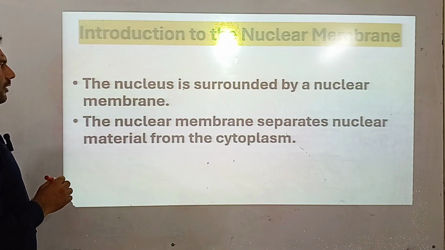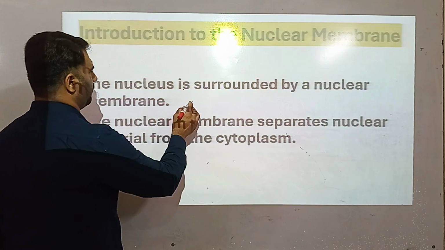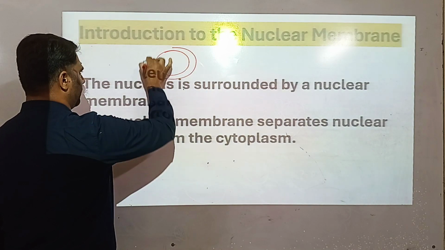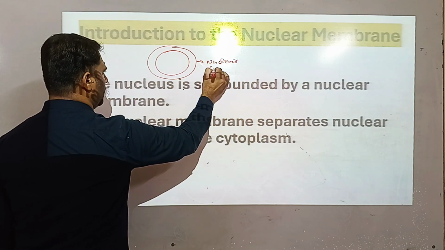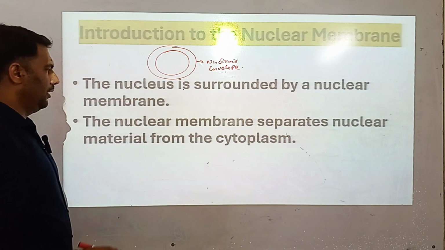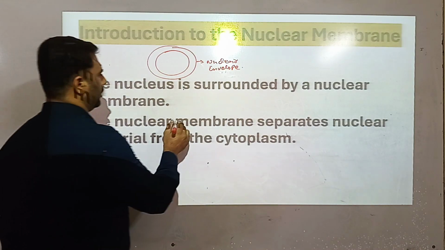So, introduction of the nuclear membrane. The nucleus is surrounded by the nuclear membrane, and this membrane is actually a double membrane, so we also call it a nuclear envelope. This is the membrane which covers the nucleus. The nuclear membrane separates the nuclear material from the cytoplasm, as we know.